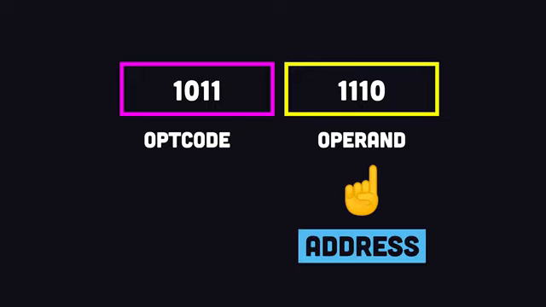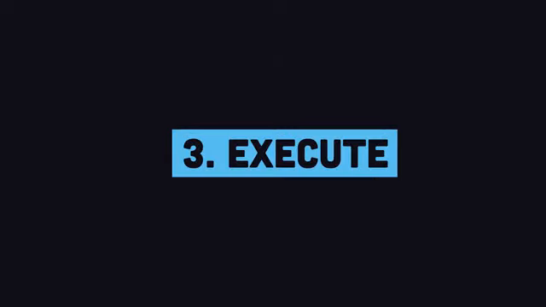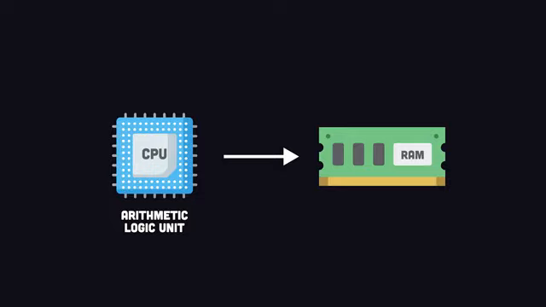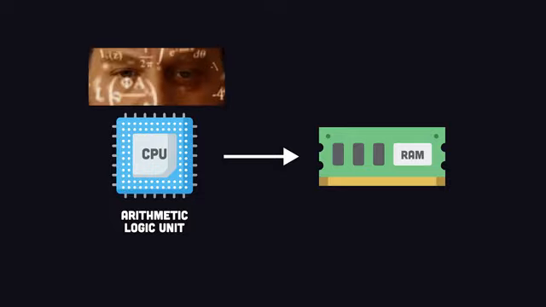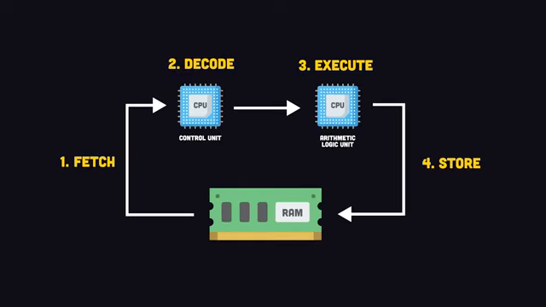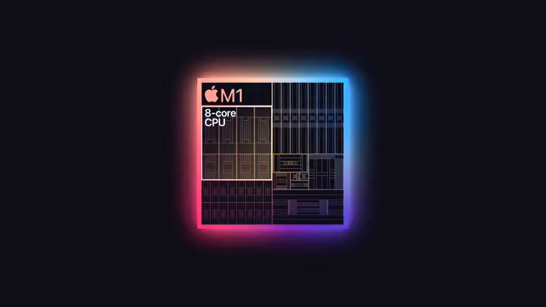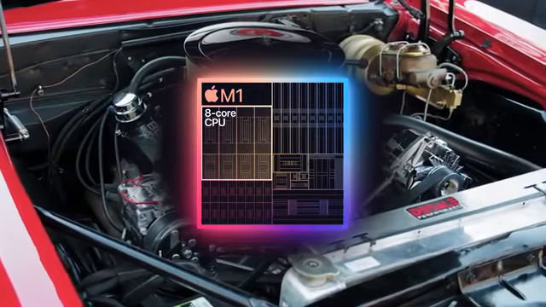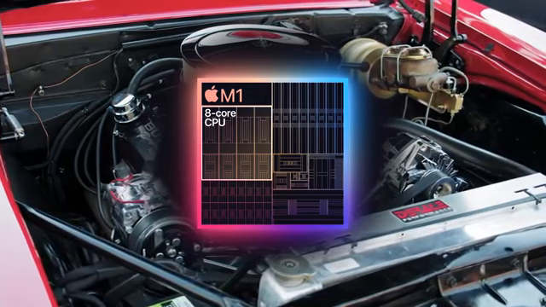The final execute stage takes the decoded information and passes it as electrical signals to the relevant parts of the CPU. The arithmetic logic unit, or ALU, can perform math on the data and then store the results in RAM to change the state of the program. The cycle is repeated billions of times per second, and modern chips utilize multiple CPU cores to run multiple computations in parallel.